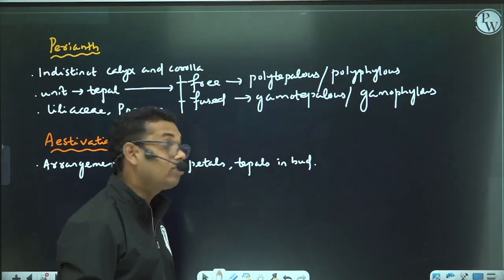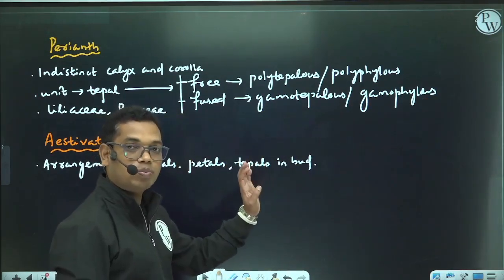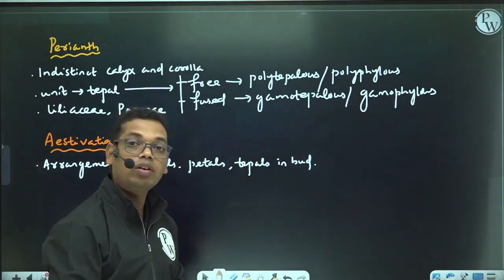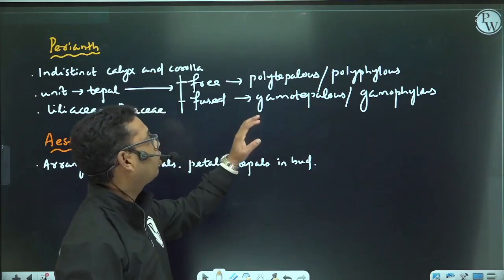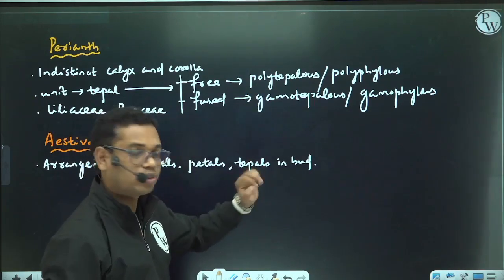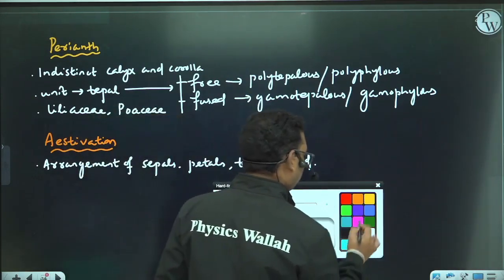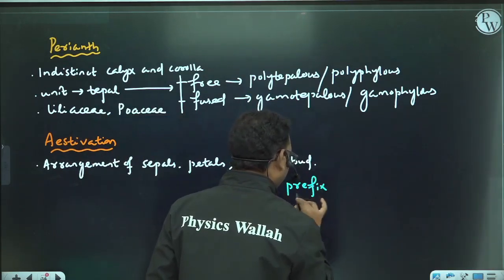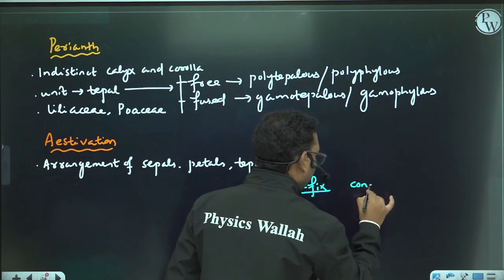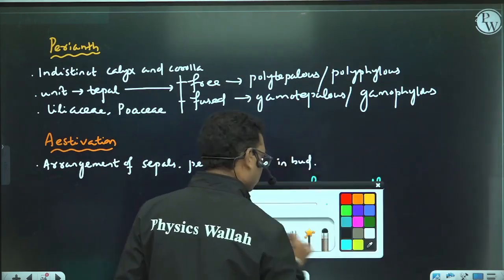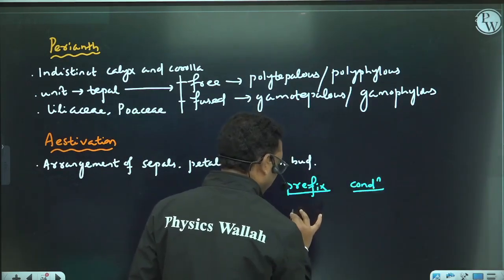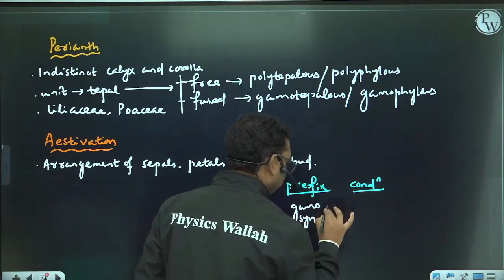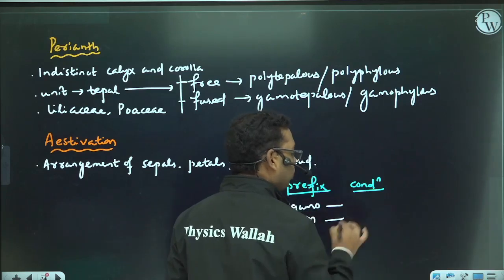So whenever the prefix gamo or syn is there, you have to consider that the structures will be fused. And if the prefix poly or apo is there, you have to consider that these structures will be free from each other. So let me write that part. Prefixes and condition. If I use the prefix gamo or syn, in both these cases the structures will be fused.